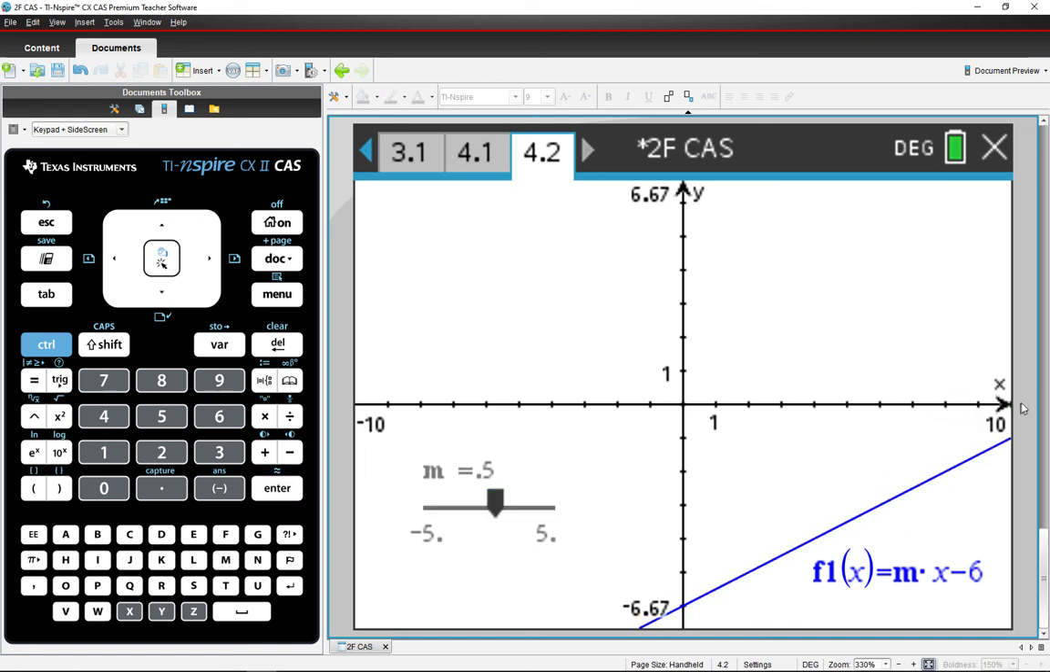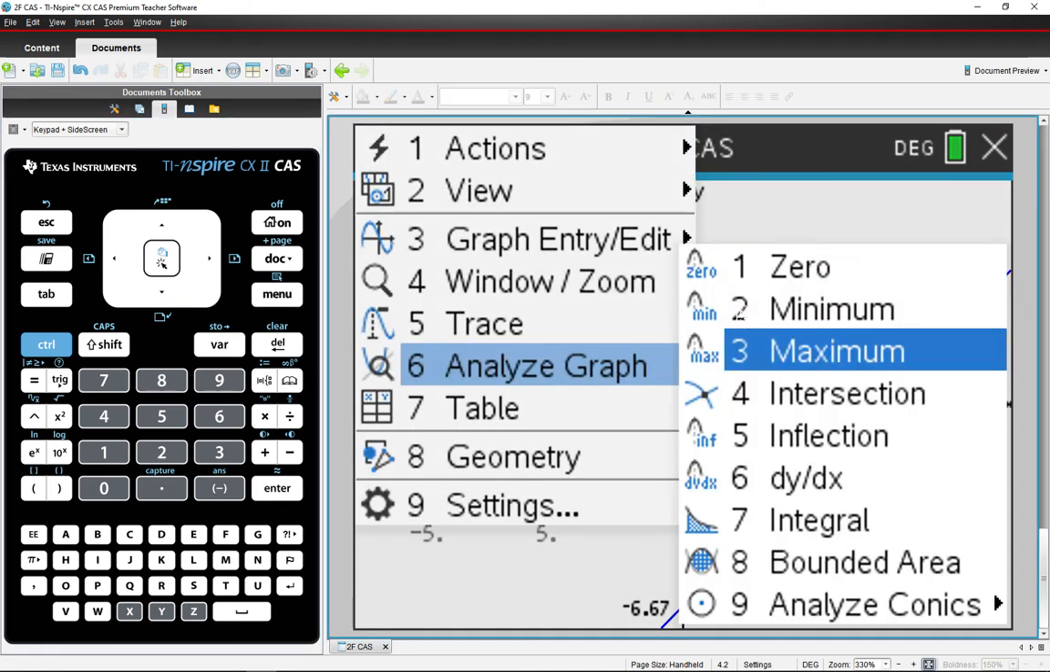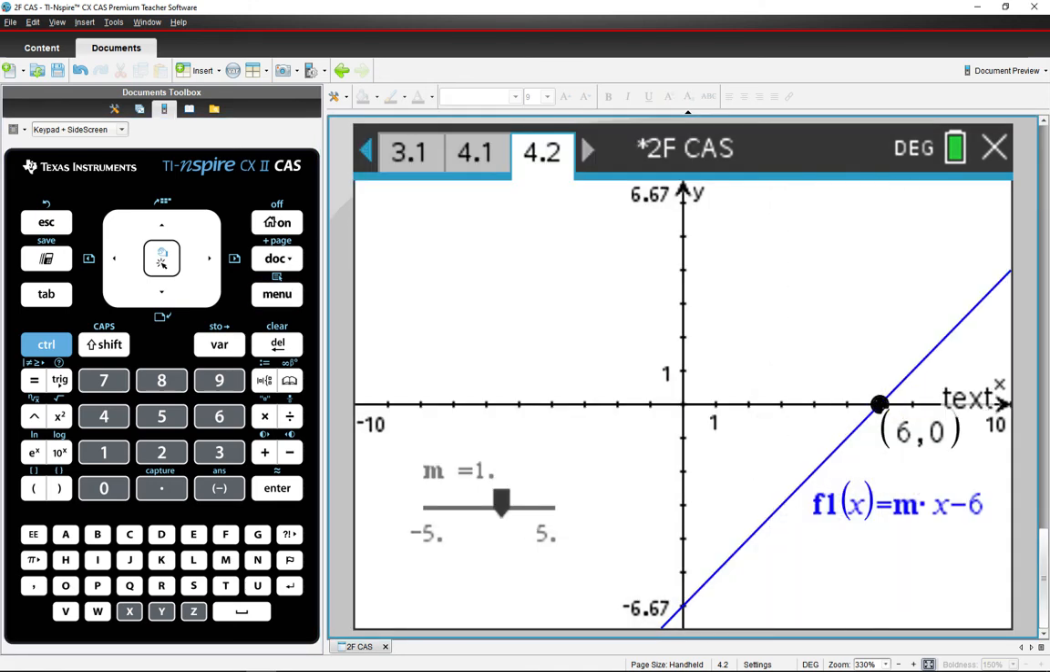I believe the x-intercept for that would actually be 12. So 0.5 is somewhere between 0 and 2. The x-intercept is 12, which is definitely more than 3. Now let's go to m equals 1, for example. Here we go, m equals 1. That x-intercept right there is simply 6. I'll show you what I mean. Analyze zero, left, right, and there we go. So the x-intercept is (6, 0).